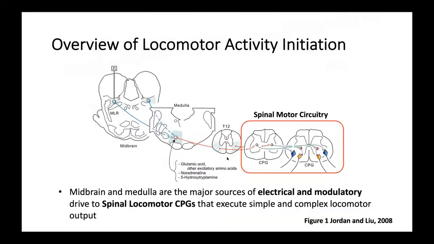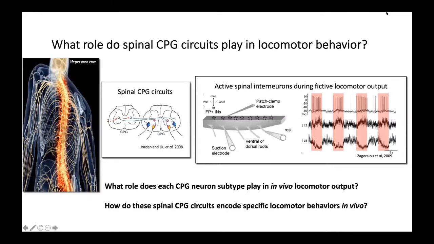The thing is, in the mammalian system, a lot of these central pattern generating circuits are in the midbrain and the spinal cord, and we're going to be focusing on the spinal cord. Normally for locomotor activity, descending electrical and modulatory excitatory input is given to these CPG circuits in the spinal cord to generate different types of behavior.